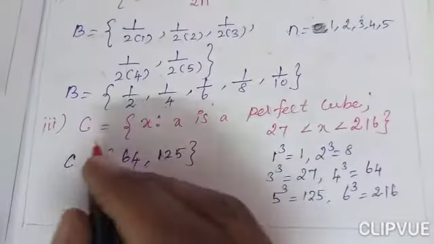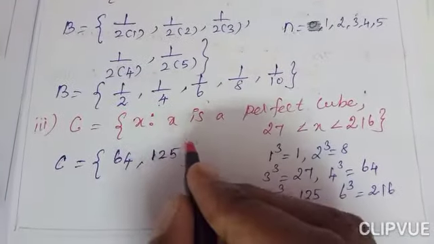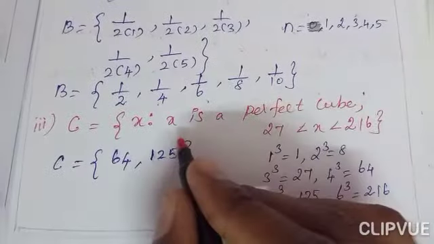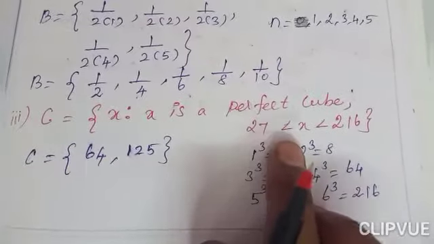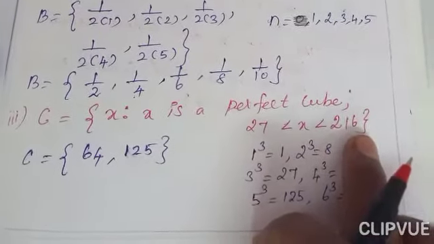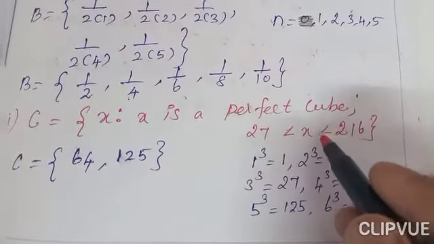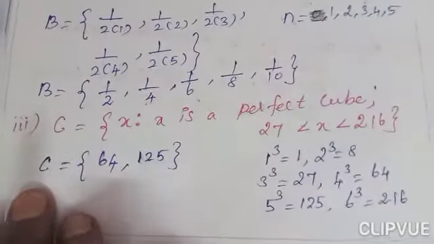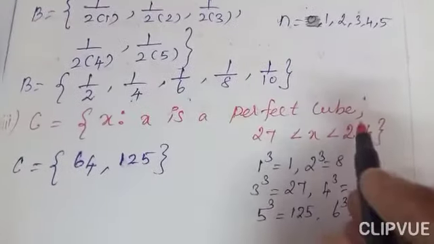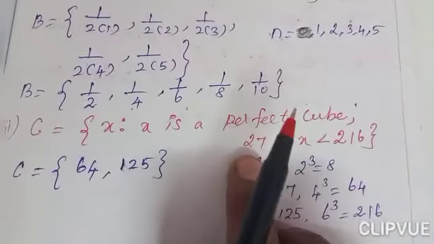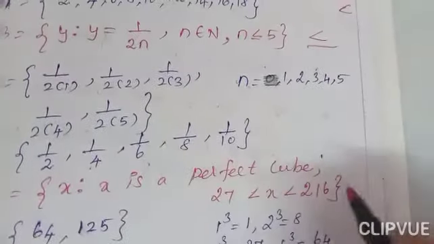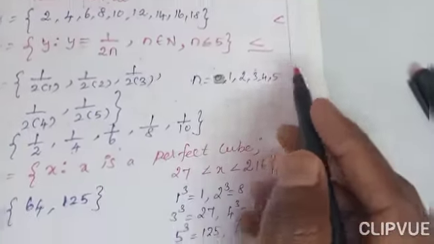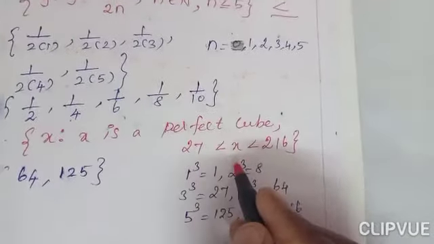Look at the third question. C equals x such that x is a perfect cube. Look at the condition: the element should be a perfect cube, and they have also given the condition 27 less than x less than 216. The elements of set C are perfect cubes, and the number should lie between 27 and 216. In the previous sum I explained that less than means we should not take these two numbers. In the previous sum they gave less than or equal to. Here they have given 27 less than x less than 216.